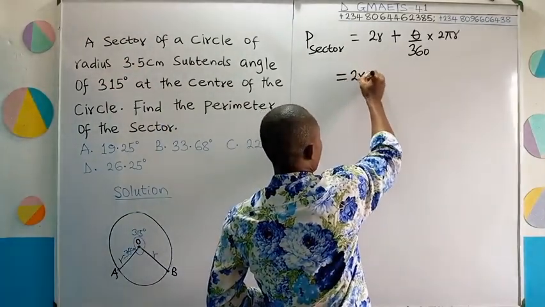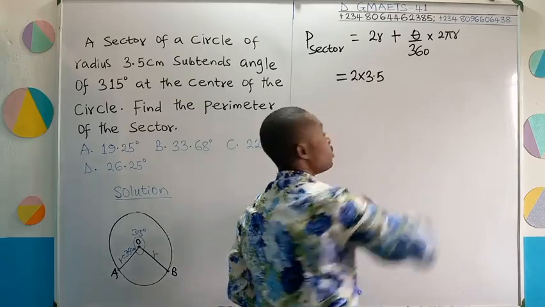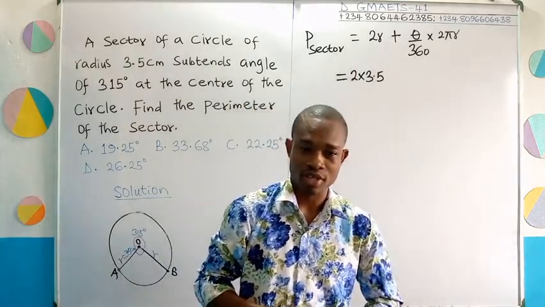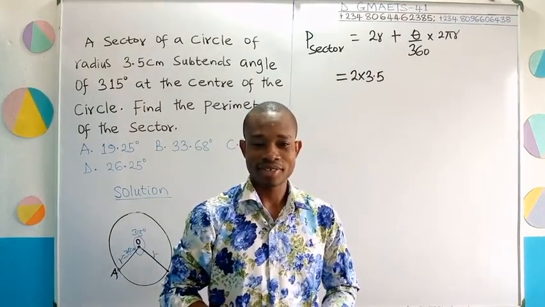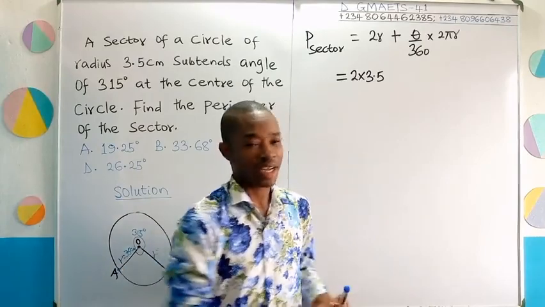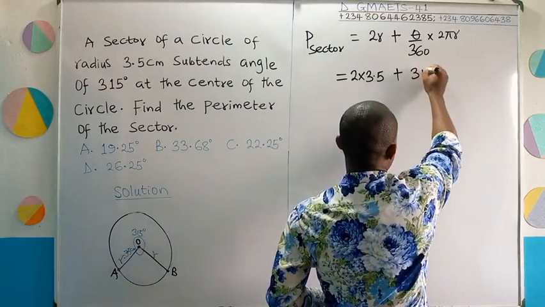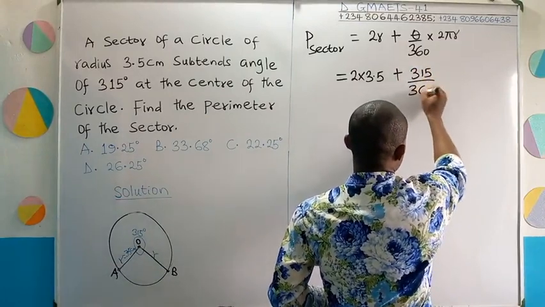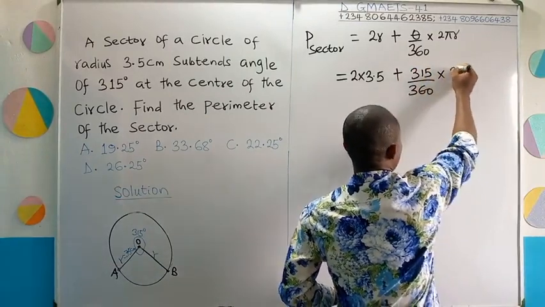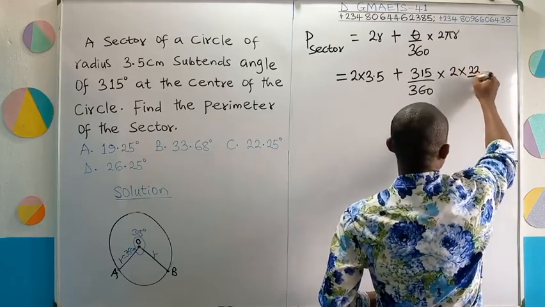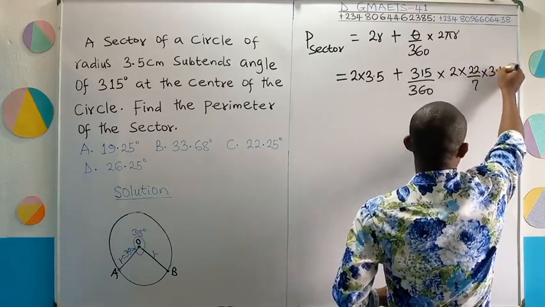So that is 2 times 3.5 centimeter. No need of converting the centimeter to meter. You don't have any reason for that. It's not necessary when you are doing this calculation. Then theta is 315 divided by 360, then times 2 pi r. Our pi is 22 over 7, then radius 3.5.